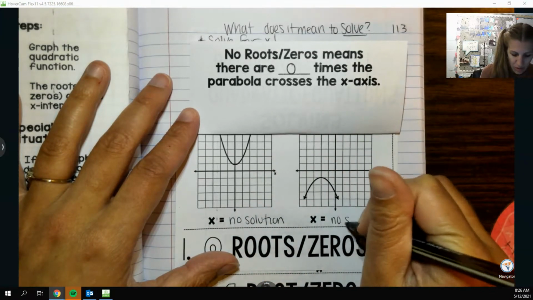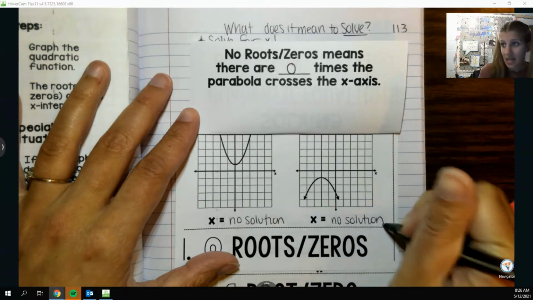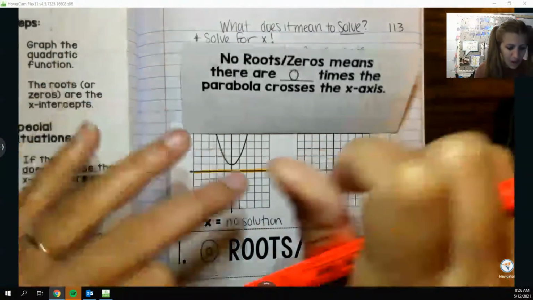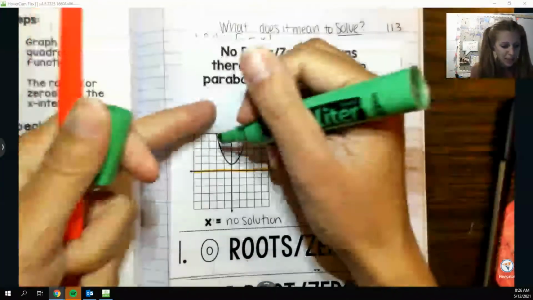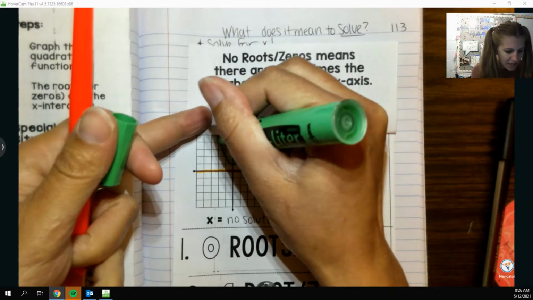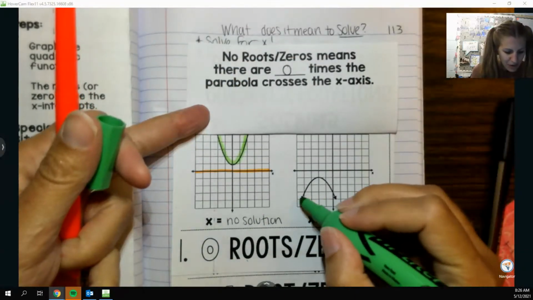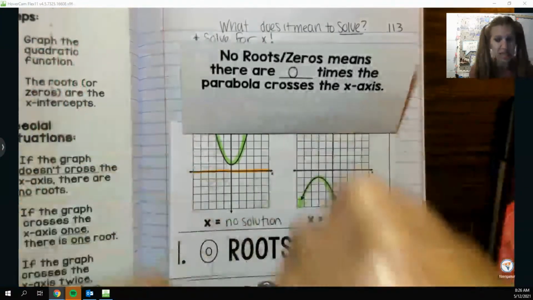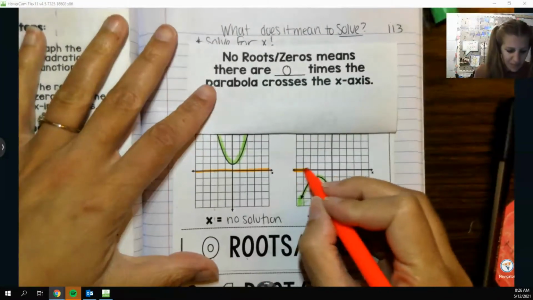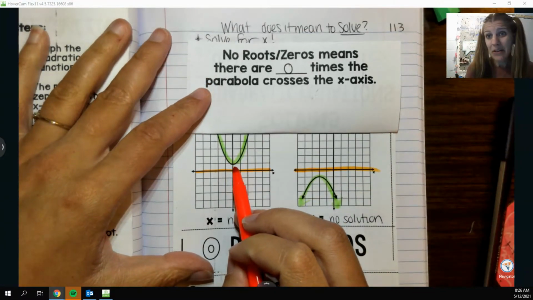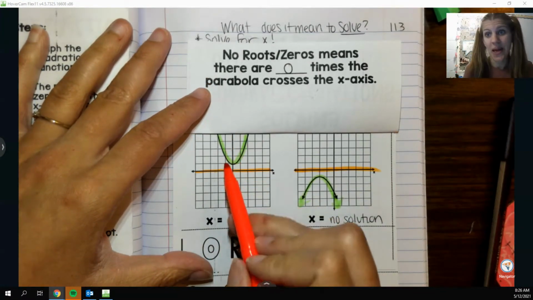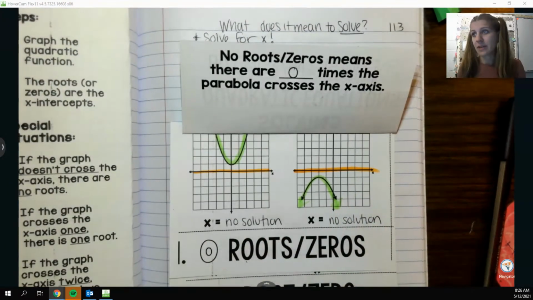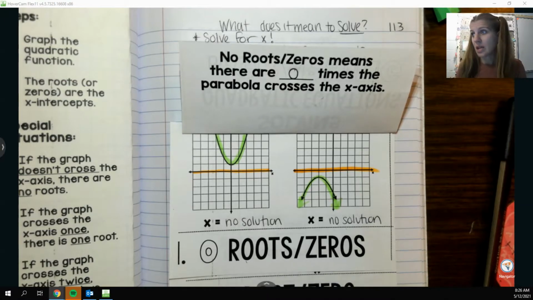So no solution because there's no touchies. Like when I look at the x-axis compared to the parabola, they do not touch each other at all. And same thing over here. This parabola will never touch the x-axis. On the first one because it's above the x-axis and it's going to continue going up. And the second one because it's below the x-axis and it's going to continue going down forever. So no solution on those.